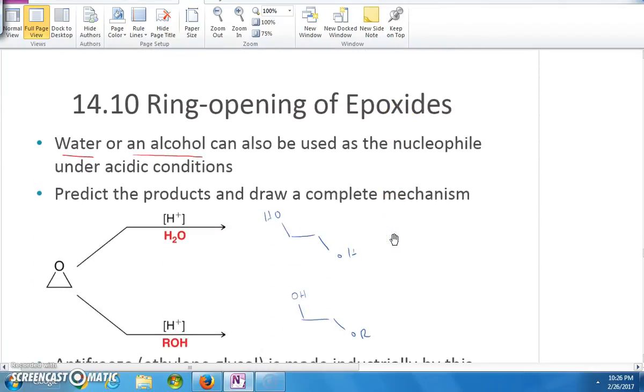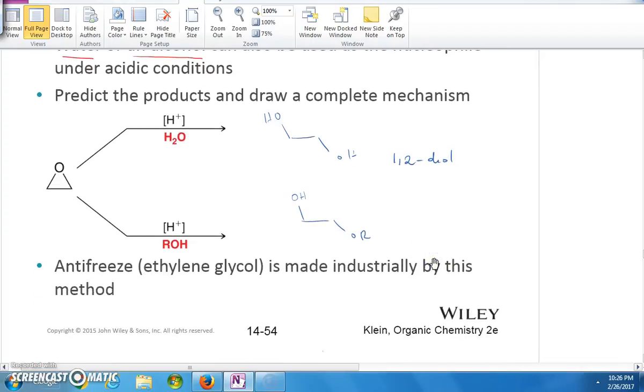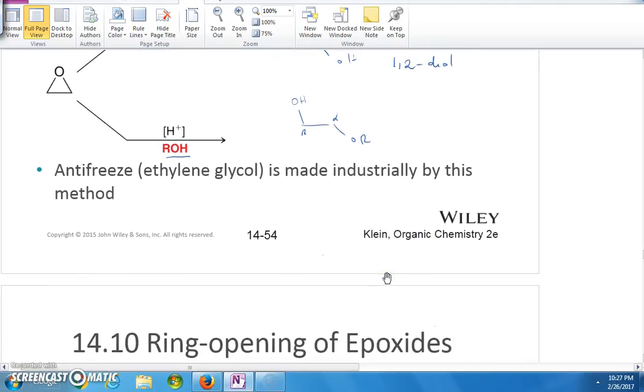Now, water or an alcohol can also be used as the nucleophile under acidic conditions. So in this case, you get the 1,2-diol if you use water in the presence of acid. While if you use an acid in the presence of an alcohol, then what you get is a beta hydroxy ether, because this has alpha, beta, so you get a beta hydroxy ether. That's basically what happens. Now, in antifreeze, ethylene glycol can be made this way.